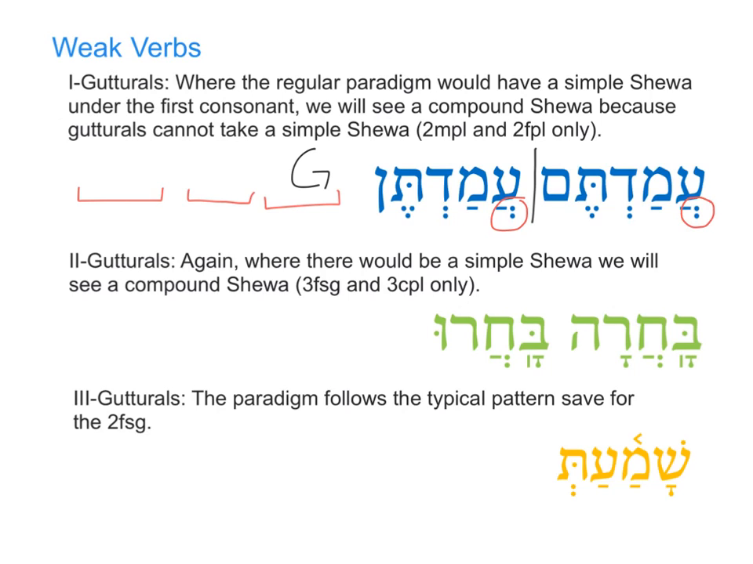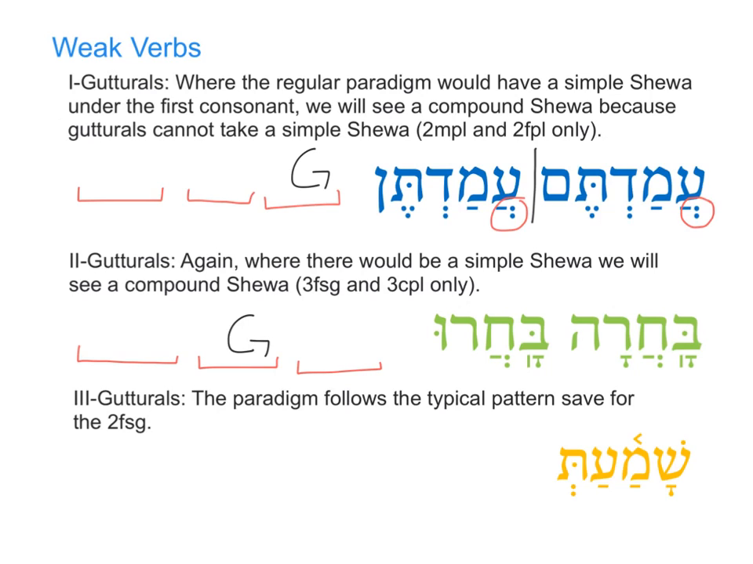Let's look at our second example. Here we're talking about 2 guttural verbs. What that means is they have a guttural in their middle position. So for our example here, bahar, meaning to choose. This up here meant to stand, by the way. Bahar, to choose something. We have that het in the middle position. That's a 2 guttural verb.